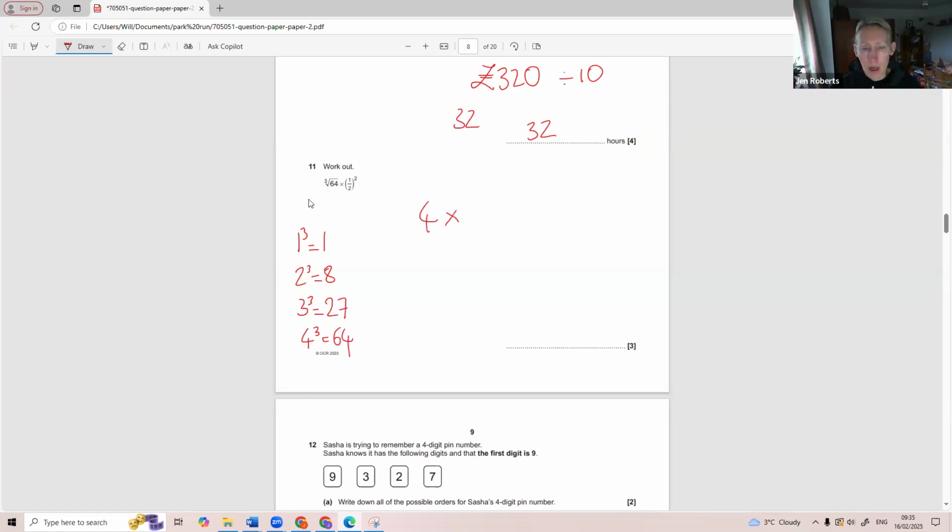Times half squared. Half squared, we've just got to square everything in our bracket. 1 squared is 1, 2 squared is 4. What's 4 times a quarter? There are a couple of ways you could do this. I'm going to change 4 into a fraction by sticking a 1 at the bottom. Multiply your numerators, multiply your denominators. 4 divided by 4 is 1.